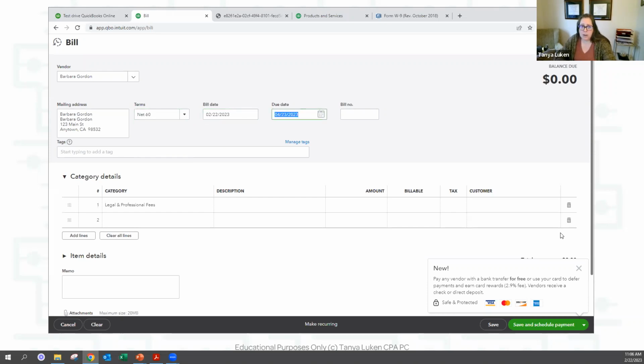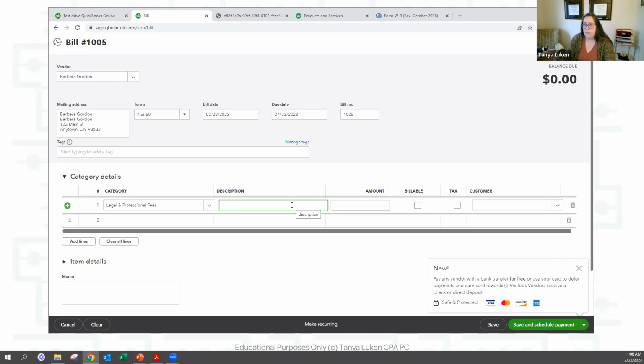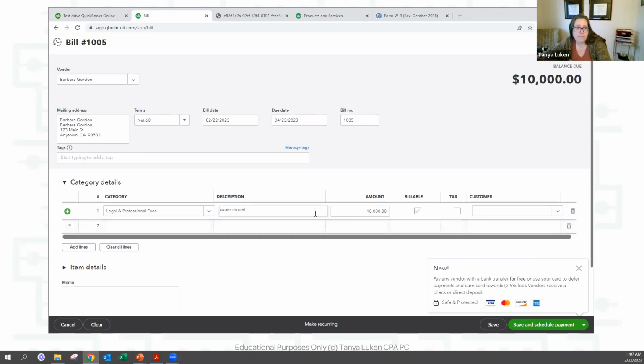So now it's going to be due on April 24th, and it's her invoice 1005. And it was for legal and professional fees because she was doing our supermodel work and we owe her $10,000. All right. Wouldn't it be great?